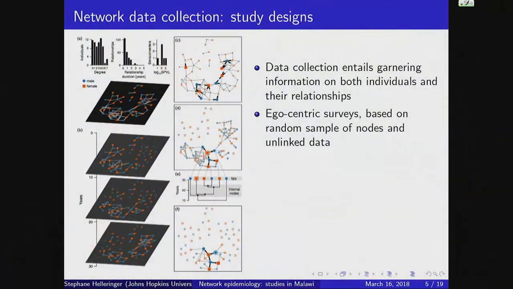So the main type of study, at least in the social sciences, is what we call egocentric surveys. They are based on a random sample of nodes in the population, and we ask each of these nodes to tell us about their most recent partners. We don't try to link the data, and in the end we're left with a partial picture of the network that looks like this. So all the interviewed nodes are the larger ones, and the relations they report are the darker links on this figure.